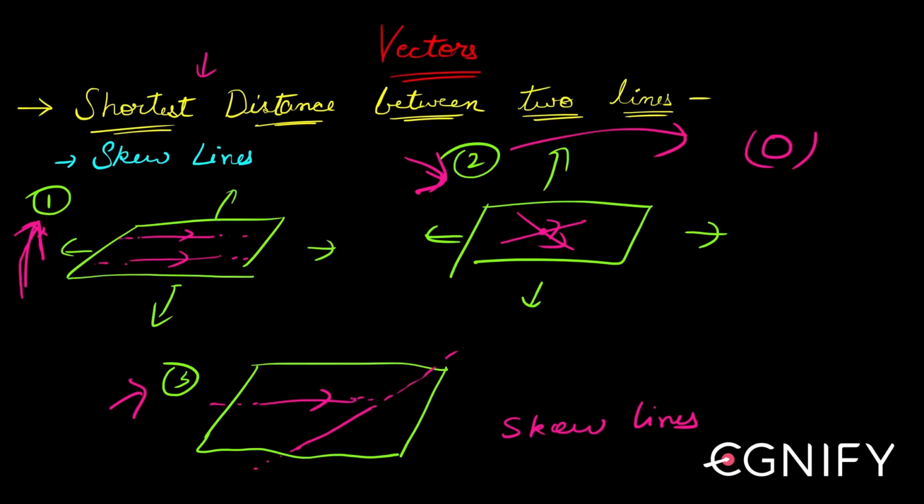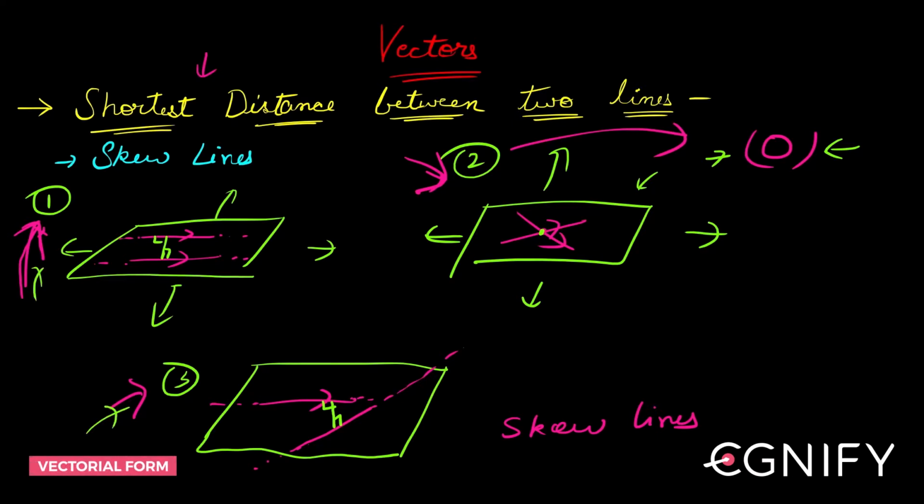This is the perpendicular distance between these two lines. But here, because they intersect at a point, they actually meet, so I will say the distance between these two is 0, or you will never come across a question like that. If you come across a question where two lines are intersecting each other, you must mark the option 0. So we'll be looking at the third case and the first case.